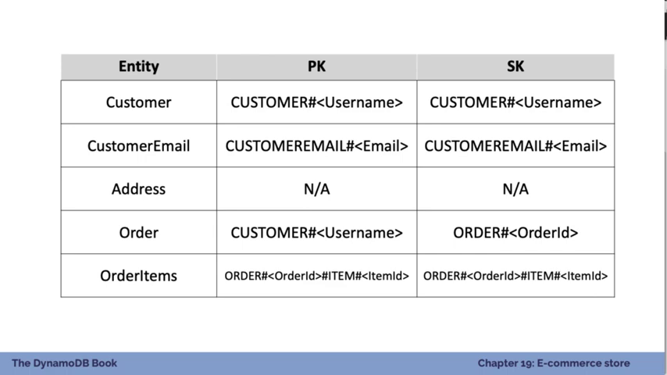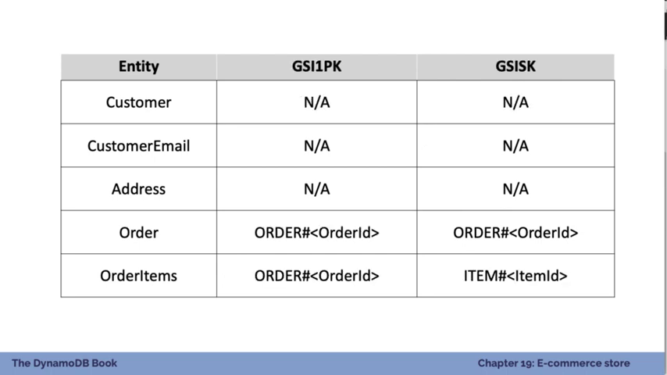But now we also need to make sure we have our entity chart updated for this global secondary index we have. So let's do our GSI1 PK and GSI1 SK. You can see customer, email address, none of those are in that GSI1, but the order and the order items are. So you can see that they've got those filled out there.